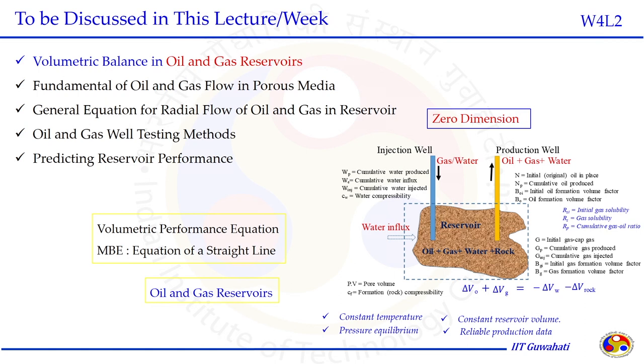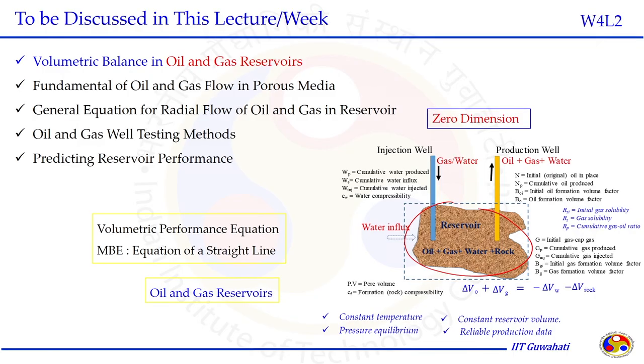In the last lecture, we started with a reservoir volume, that is a tank volume, where the possibility of oil, gas, water and the rock formation is there, and the possibility of change in the volume of oil, gas, water and the rock formation was discussed. We also considered the injection wells. This model was developed under certain assumptions: the temperature is constant, pressure is in equilibrium within the control volume, the reservoir volume is also constant, and reliable production data are obtained when counting how much oil, gas and water is produced to the surface.